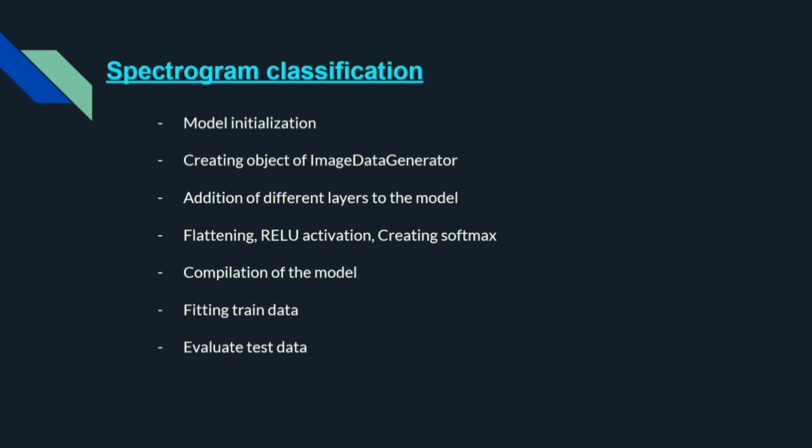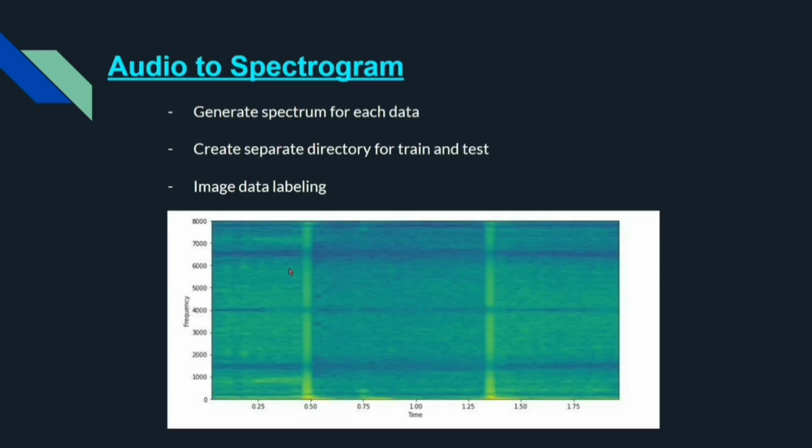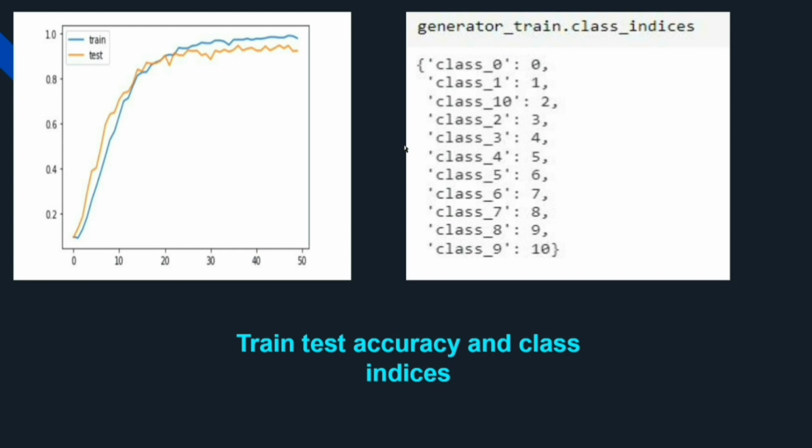After compilation of the model, we measured loss and accuracy for train and test data, and in that case we got 98% train accuracy and 92% test accuracy. Here is the sample of our class indices, and this is the pictorial representation of our train test accuracy.